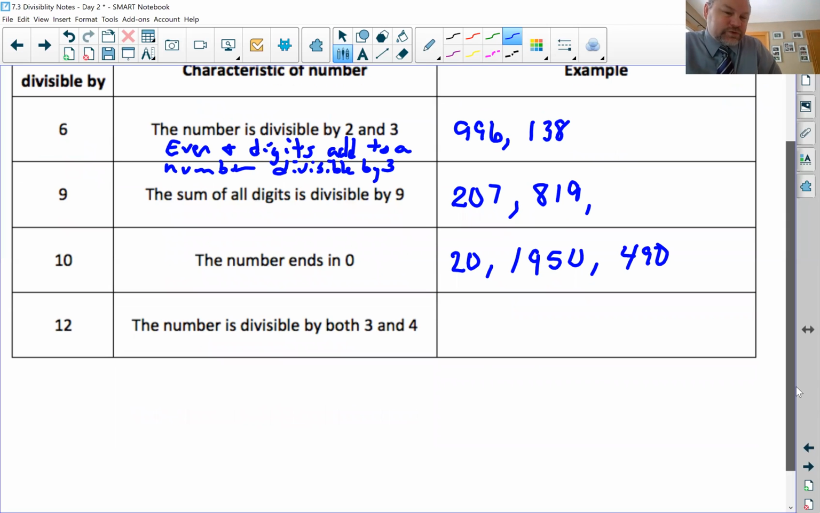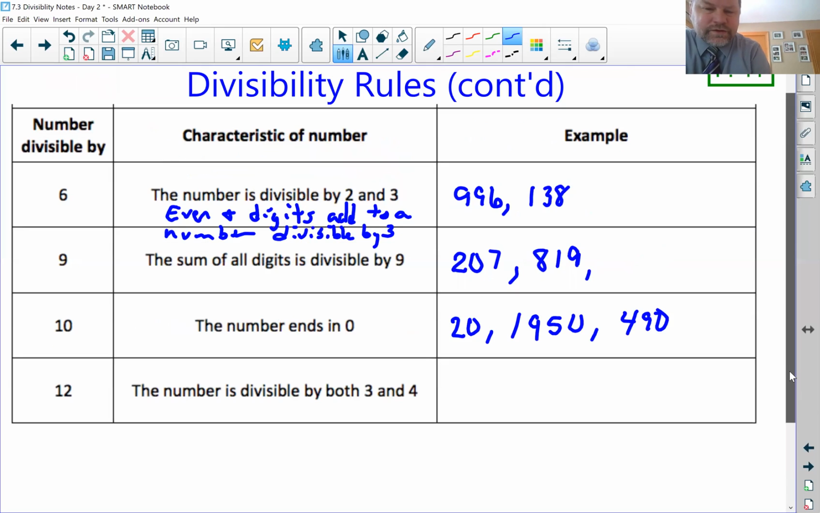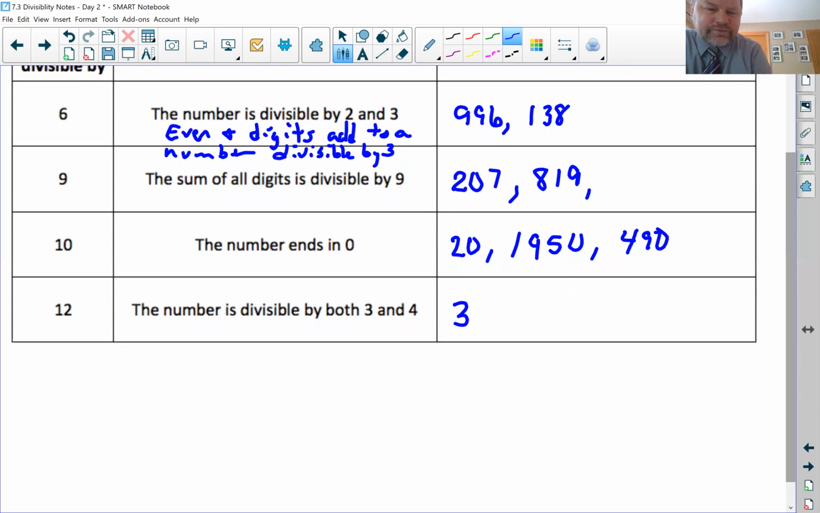A number is divisible by 12 if it's divisible by both 3 and 4. So the digits have to add up to a number divisible by 3, and the last two digits have to be divisible by 4. So maybe 324. The last two digits, 24, are divisible by 4. And if I take 3 plus 2 plus 4, that's 9. And 9 is evenly divisible by 3.